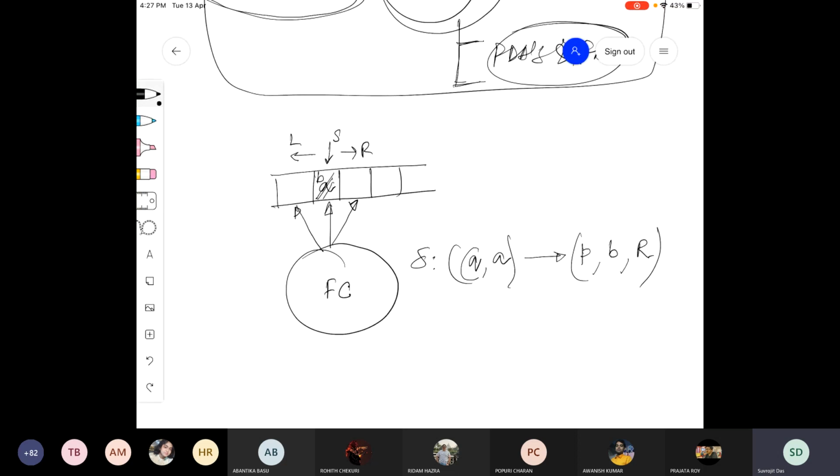So you are in some state Q, you are scanning a symbol A. Now you decide to overwrite symbol A by a symbol B. You decide to change state from Q to P. So this may have three options, right? Move left, remain stationary, or move right. Yes or no?